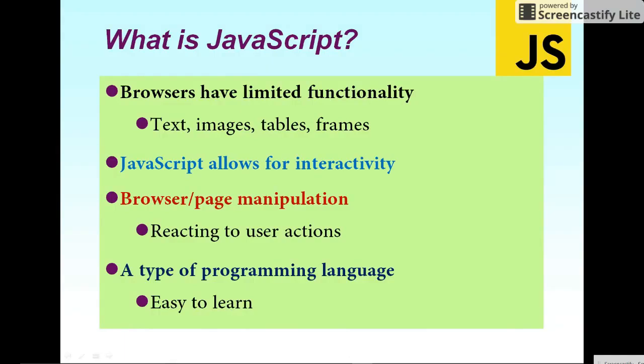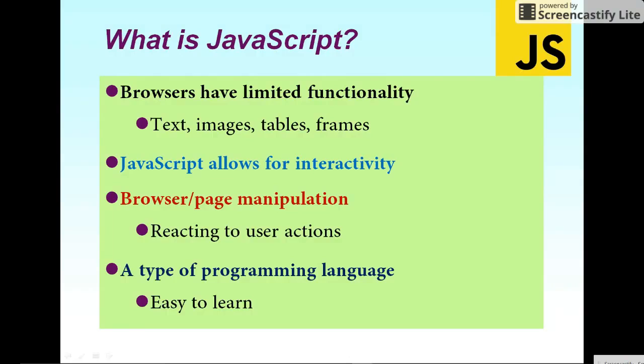So what is JavaScript? Browsers with simply HTML and CSS pages have limited functionalities like text, image, table, frames. They can display only those things and decorate them. But JavaScript allows interactivity. It allows page manipulation or browser manipulation. It is based on event handling, or reacting to user actions. If a user clicks on a certain thing, it produces a certain response.